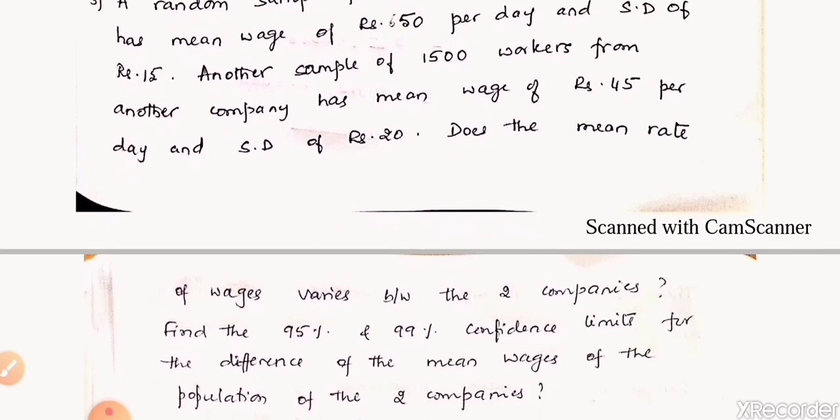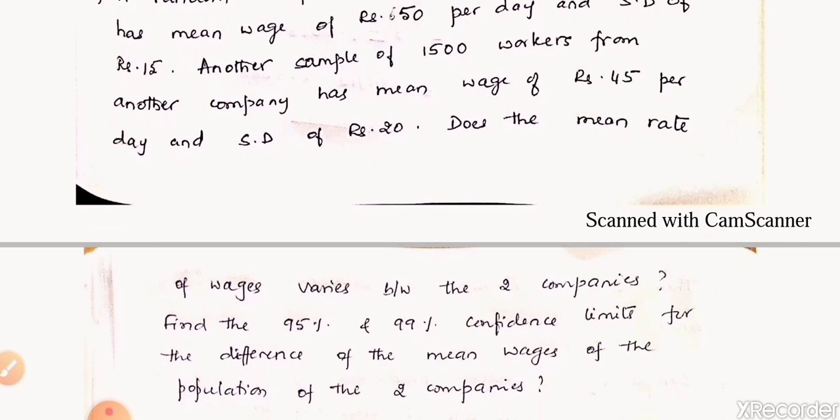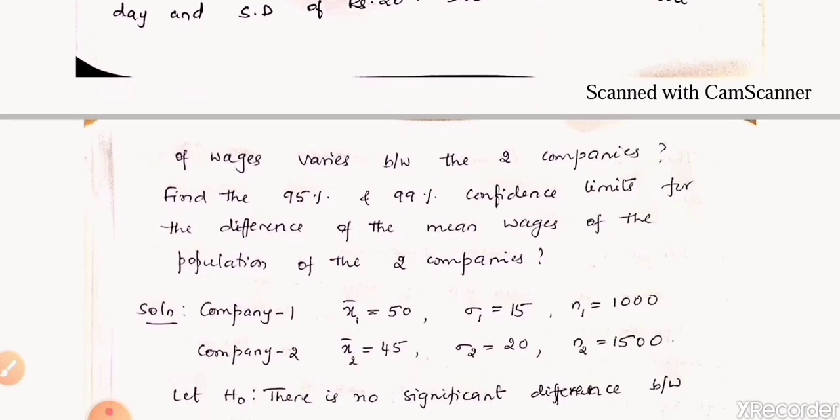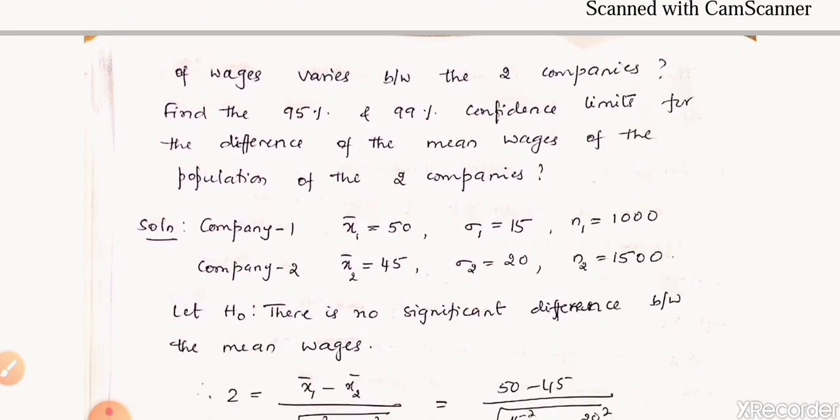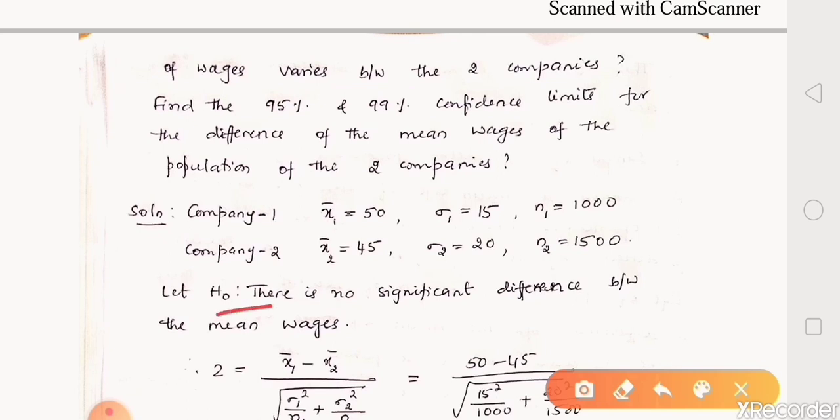Thus, the mean rate of wages varies between the two companies. Find the 95% and 99% confidence limits for the difference of the mean wages of the population of the two companies. Start the solution. First, we make the assumption that mean rate of wages will not vary between two companies, or there is no significant difference between the mean wages of two companies.